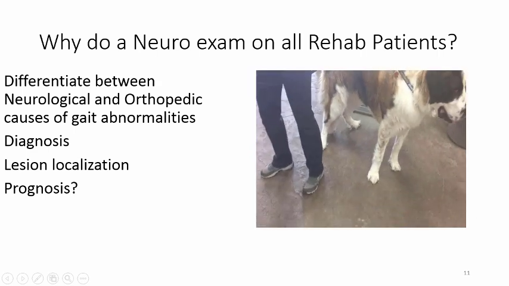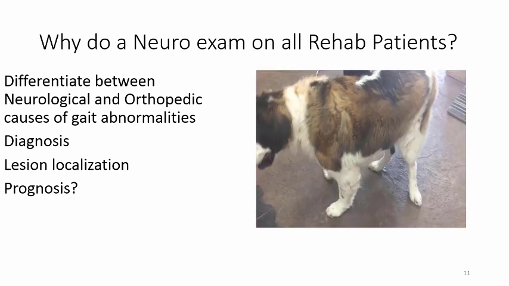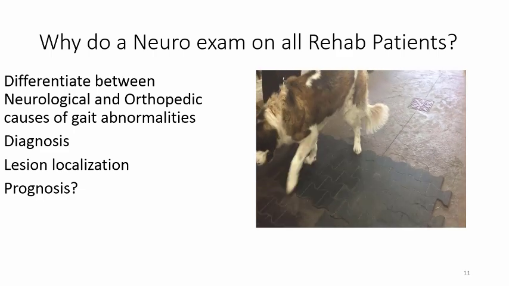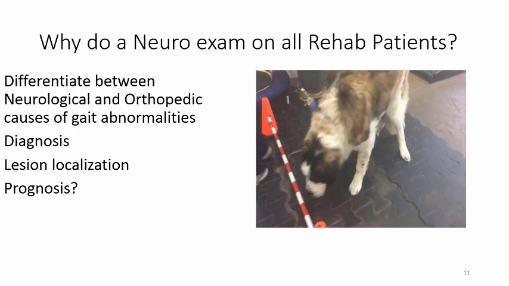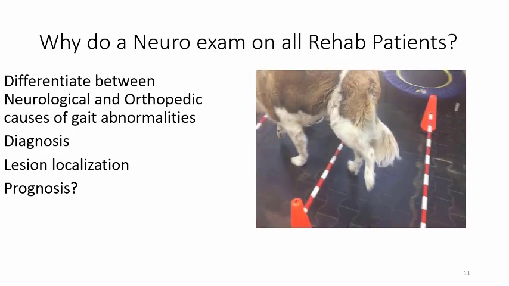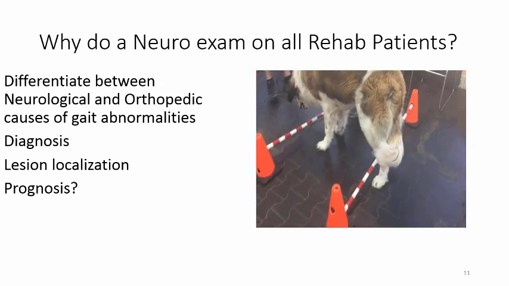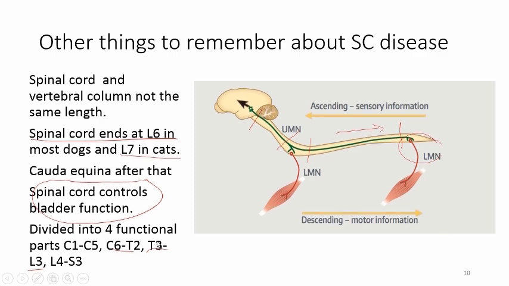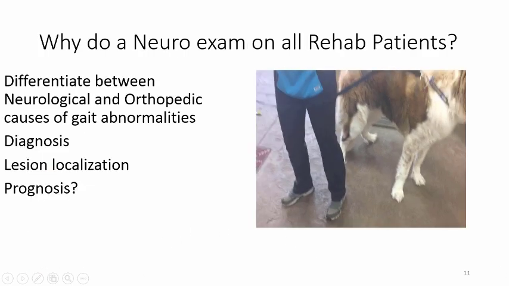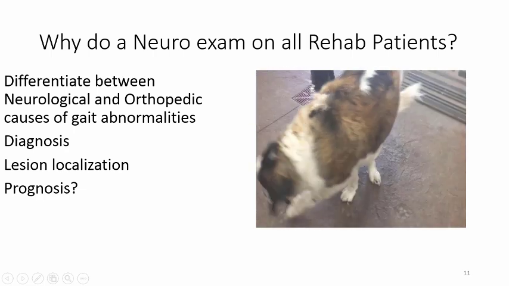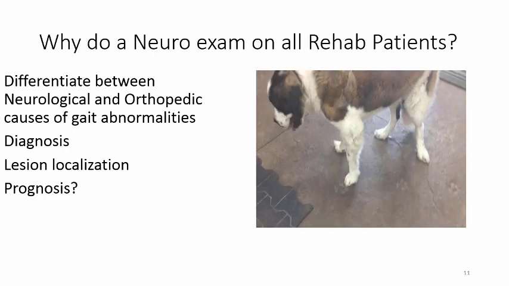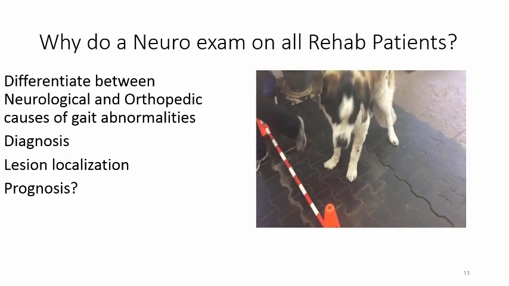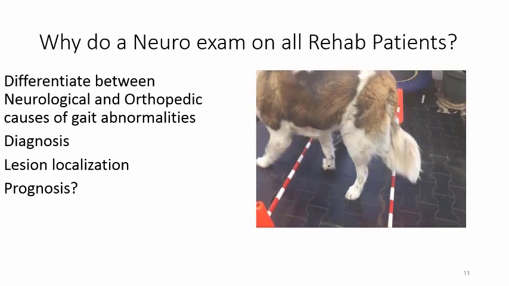So let's look at this dog here. This is a 9-month-old St. Bernard who came into me. If you look at him, you need to think in your mind, is this an orthopedic case or is this a neurological case? I'll play this video again. So is this an orthopedic case or a neurological case? He actually came into me for bilateral hip dysplasia, and you can see he definitely has a gait that might be consistent with a dog with hip dysplasia.